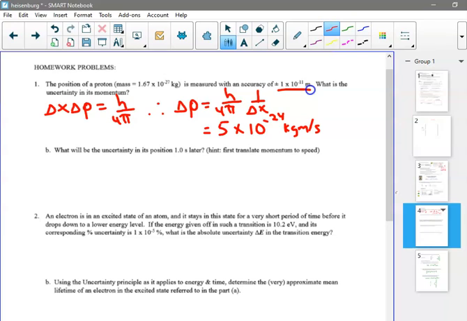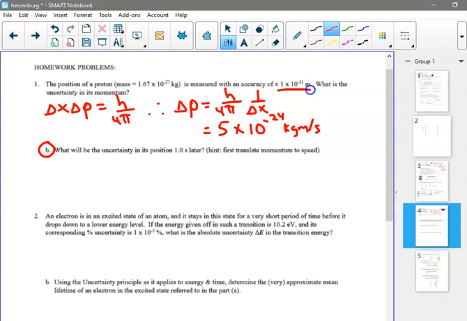Now that seems like a really, really small uncertainty, and it is. However, and this is where I find this more interesting, because part A is kind of trivial, but how we can apply it is part B. What, therefore, is the uncertainty in the position 1 second later? Okay? So in other words, the act of observing the proton has changed what it did. It changed its momentum essentially by that uncertainty amount, by at least that amount.